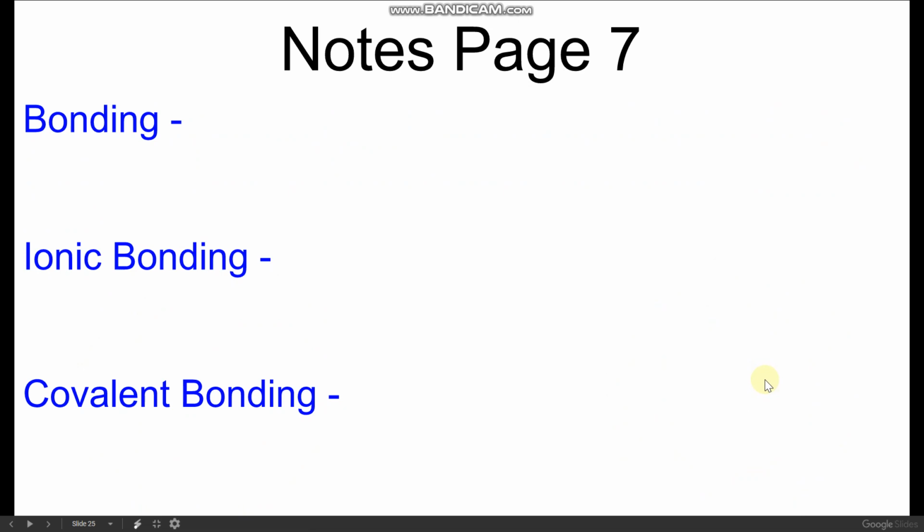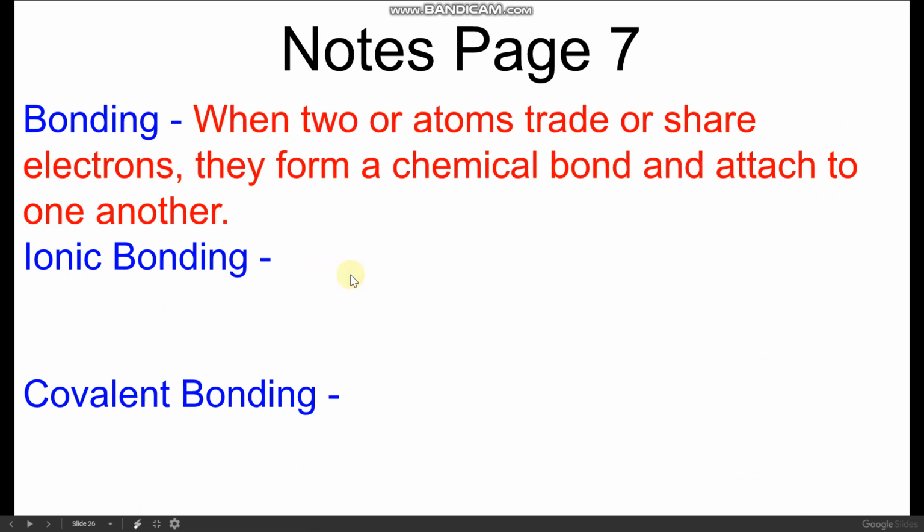Okay, so now we're going to talk about bonding real quick. So what is bonding? Bonding is when 2 or more atoms trade or share electrons. They form a chemical bond and attach to one another. Right, so when you think about a bond, you want to think about 2 things that are attached to one another or connected to one another.